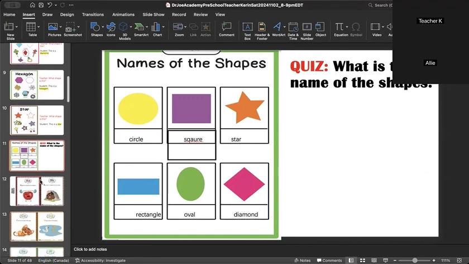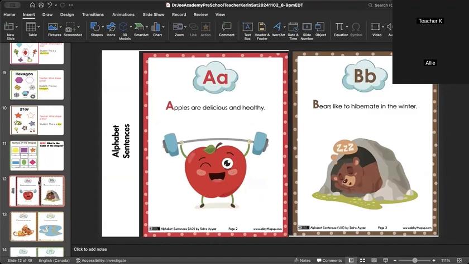Okay. Now we are going to go on to alphabetic sentences. What does that mean, Allie? A sentence. So it's the alphabetic words in a sentence. So if we look at the first one, can you read that for me, please, Allie? Apples are delicious and healthy. Healthy. Yes, perfect. Bears like to hibernate in winter. In the winter.